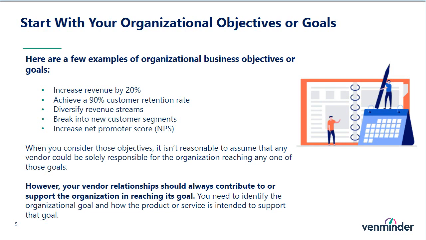So let's consider that every organization has some objectives or goals. Here are some examples, right? Maybe we want to increase revenue or diversify our revenue streams or break into new customer segments. Maybe we want to increase our net promoter score. You're familiar with these type of things. But we should be able to understand how any one vendor contributes to or supports the organization in meeting those goals. That understanding and articulation is really the foundation of excellent performance management.